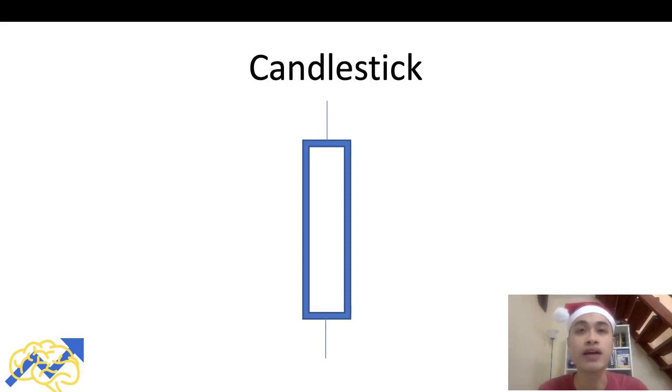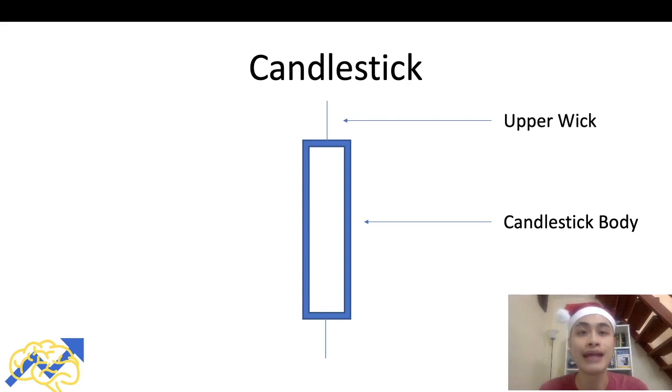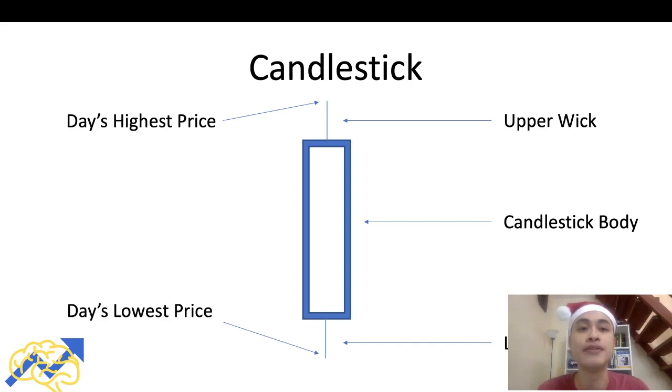We have the body of the candlestick, which is the rectangular part of the image, and the wicks, which are the lines sticking out of the body. The rectangular part of the candlestick is called the body, and the line that sticks out of the top of the body is called the upper wick, and the line sticking out of the bottom of the body is called the lower wick. The tip of the upper wick represents the highest price that the stock reached for that day, and the tip of the lower wick represents the lowest price that the stock reached for that day.